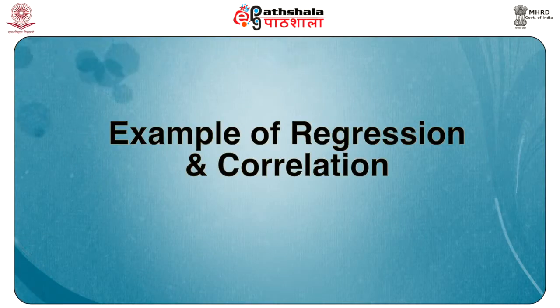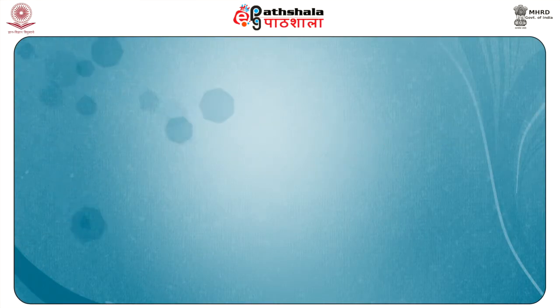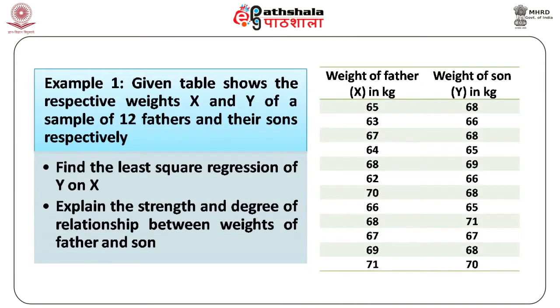Example of regression and correlation. Let us understand the concept of regression with the help of an example. The given table shows the respective weights x and y of a sample of 12 fathers and their sons respectively. First, find the least square regression of y on x, and second, explain the strength and degree of relationship between weights of father and son.